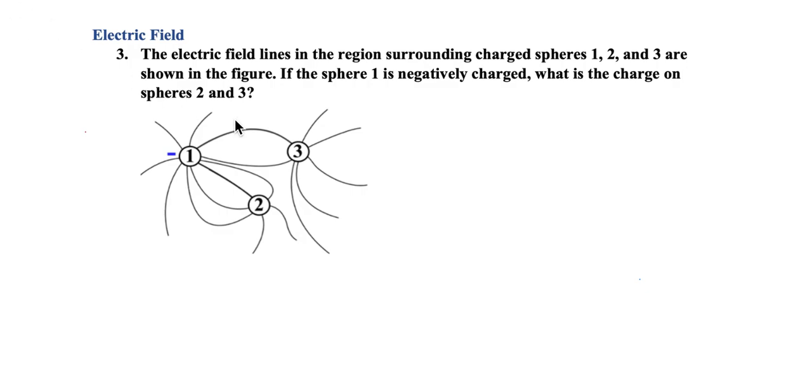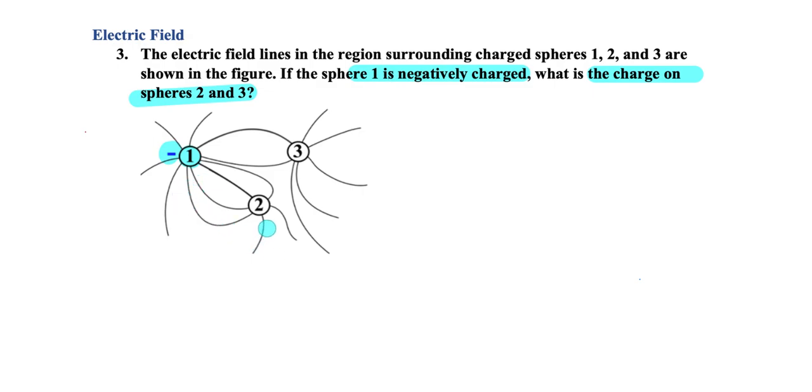In this video, we are going to solve some problems on electric field. So we have got the first problem: electric field lines in the region surrounding charged particles 1, 2 and 3 are shown in the figure. If sphere 1 is negatively charged, so they have told us that sphere 1 is negatively charged, and it's also labeled here if you look at the diagram. Then it's asking you what's the charge on 2 and 3.